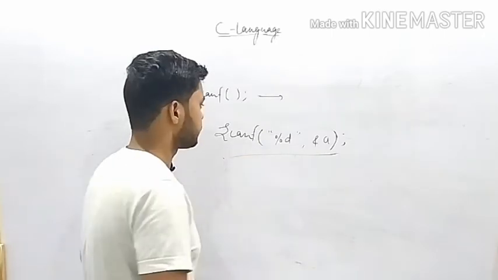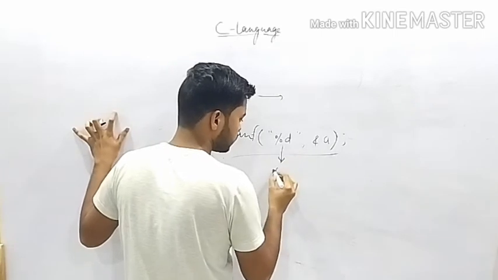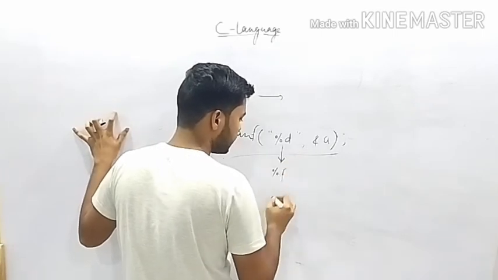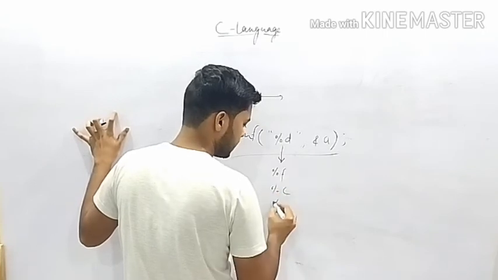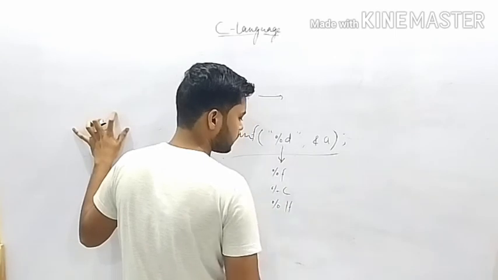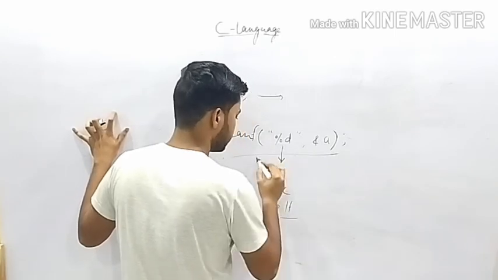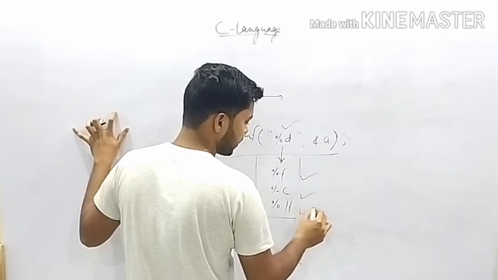If we want to take a float value as input, we will write %f, for a character value we will write %c, and for a double value we will write %lf. This is for integer, float, character and double values.